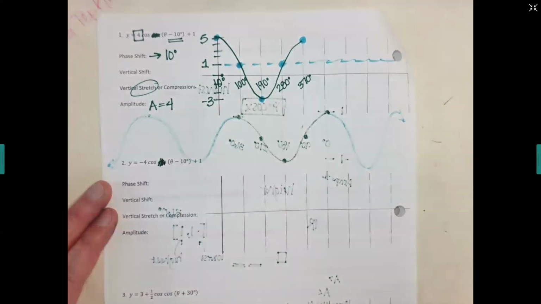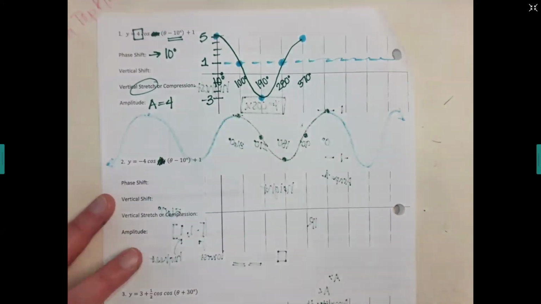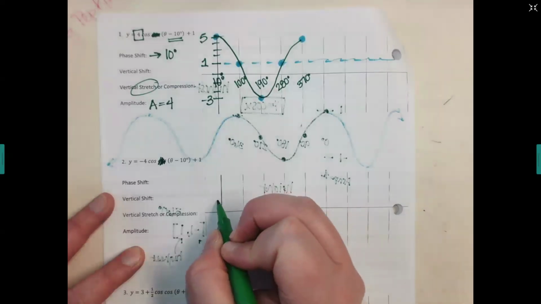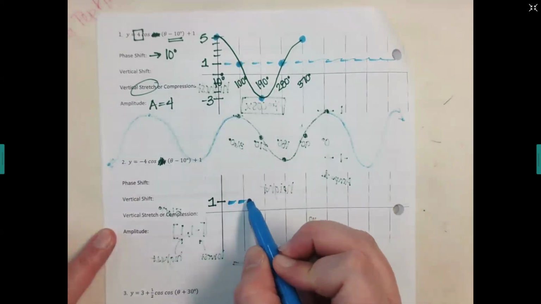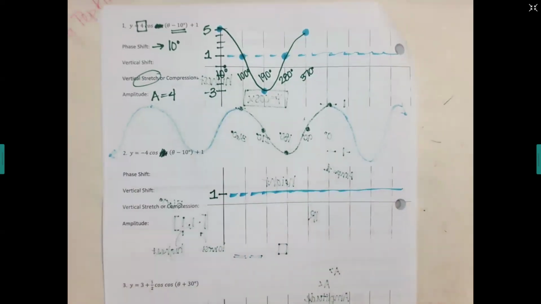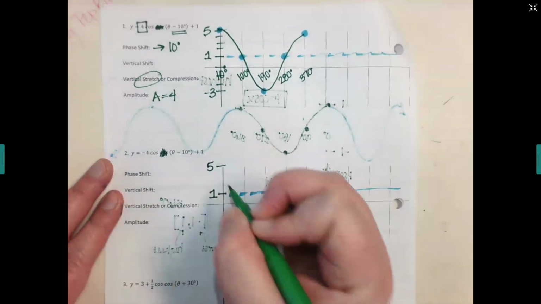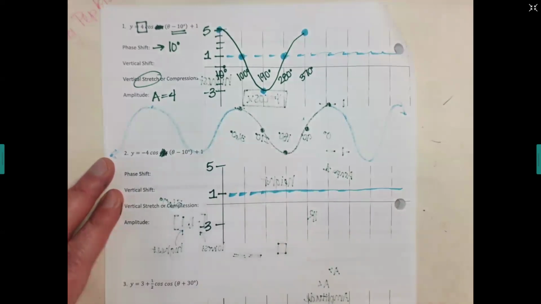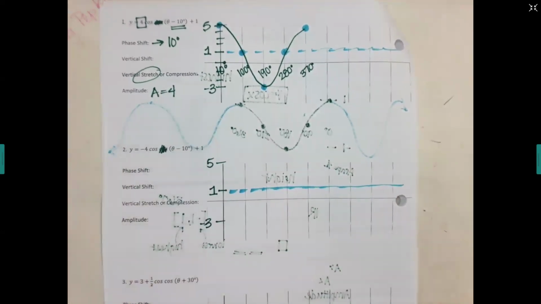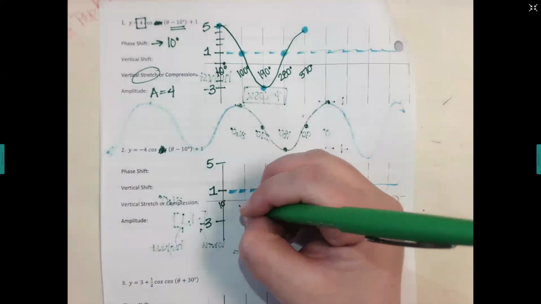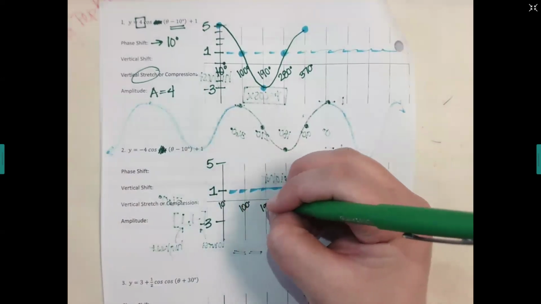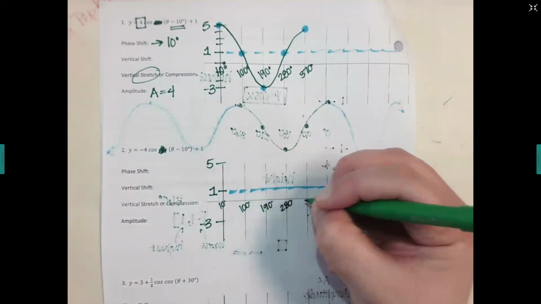The negative on the 4. So let's regraph this. I'm going to put my marker dot at 1. That's my baseline or midline. I'm going to go up to 5, down to -3. And then I'm not going to relabel the x-axis, but it would be the same. Or maybe I guess I will. So it would be 10. This is 100, 190, 280, and 370.